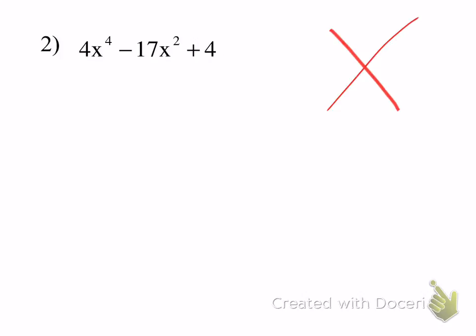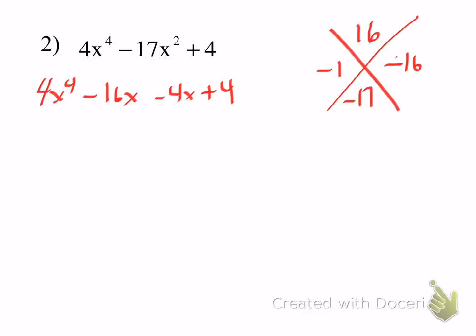So, what goes up top? 16. What goes down below? Negative 17. Last problem. Here we go. Negative 17 and positive 16. What are my two numbers? Willie. I put negative 16, negative 1. Negative 16, negative 1. We use the first one. We use the last one. We get minus 16x minus 4x.